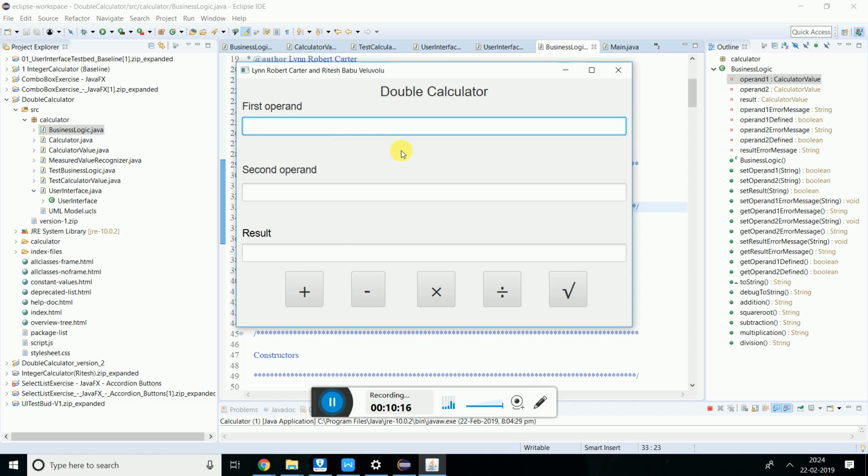So this is just a brief overview of my user interface in the double calculator. Thanks for watching.